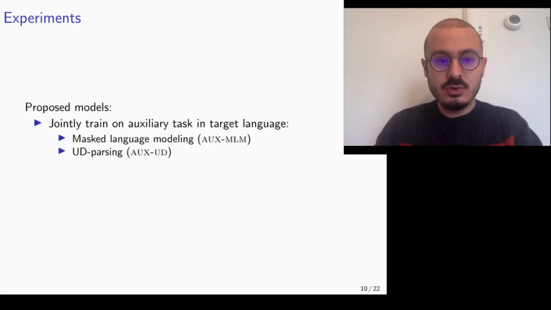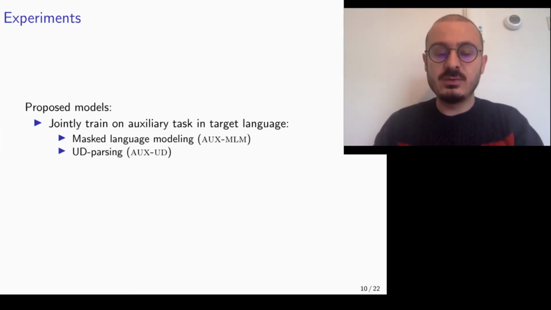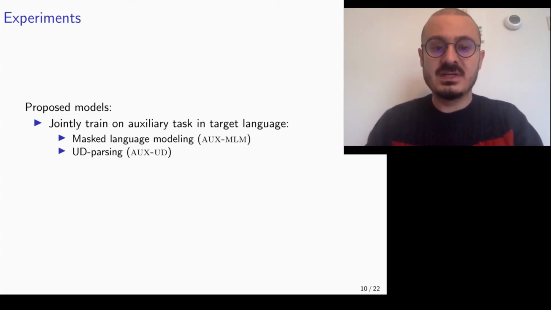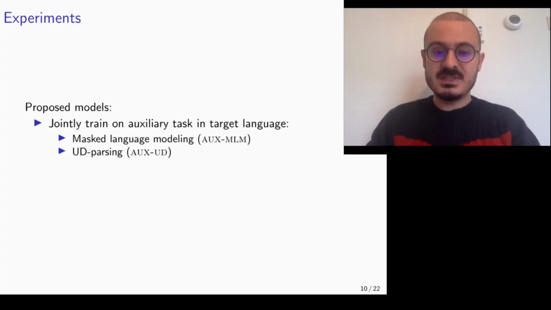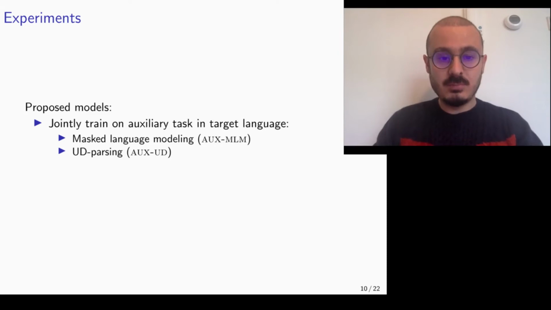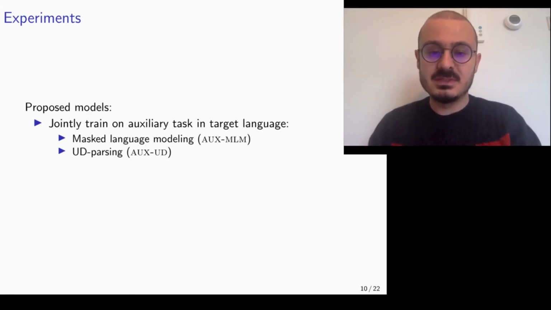Next, to learn from syntactic information of the target language, we use universal dependency parsing as a set of auxiliary tasks, namely part of speech tagging, lemmatization, morphological tagging, and dependency parsing. For all these tasks, we train a shared encoder based on multilingual BERT and several task-specific decoders.